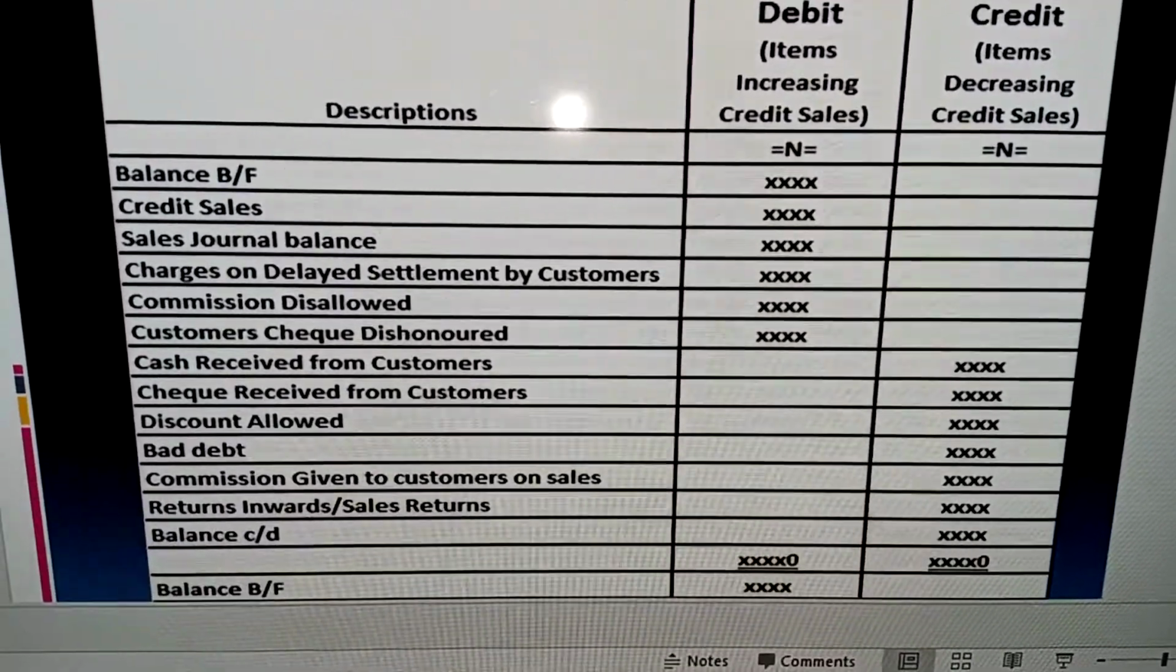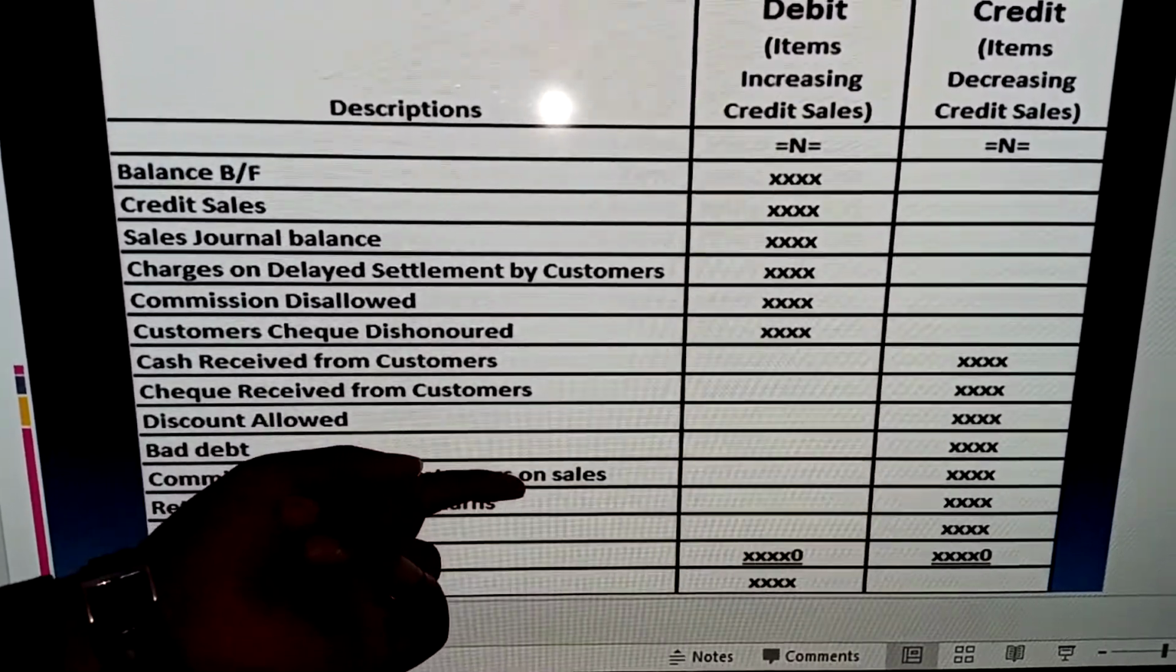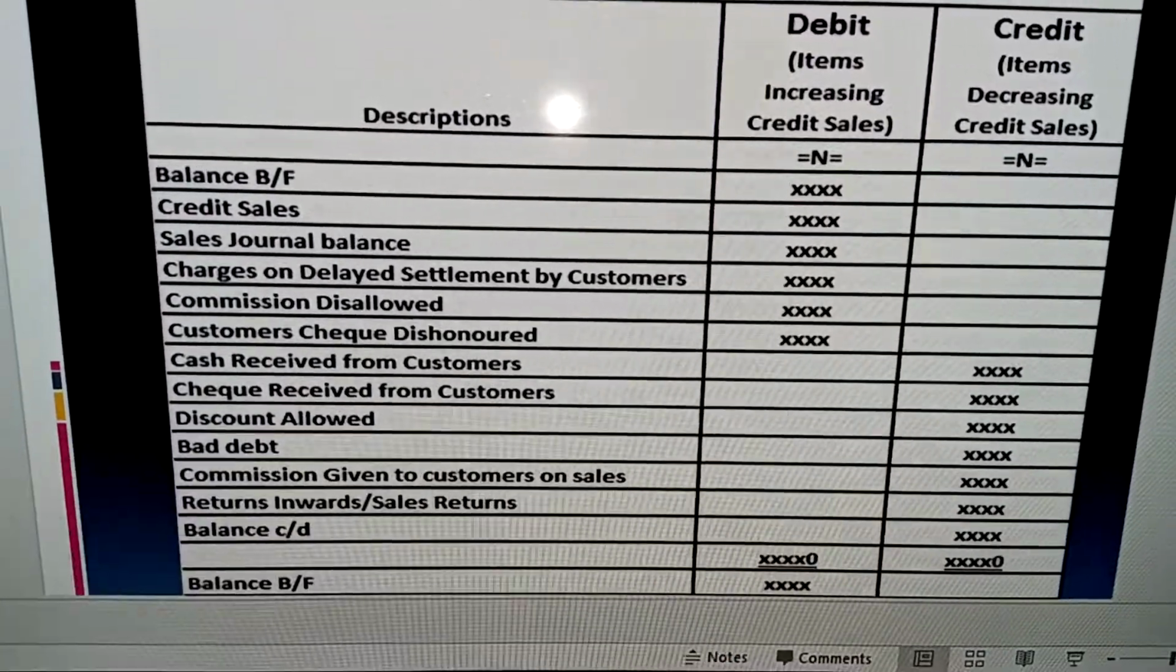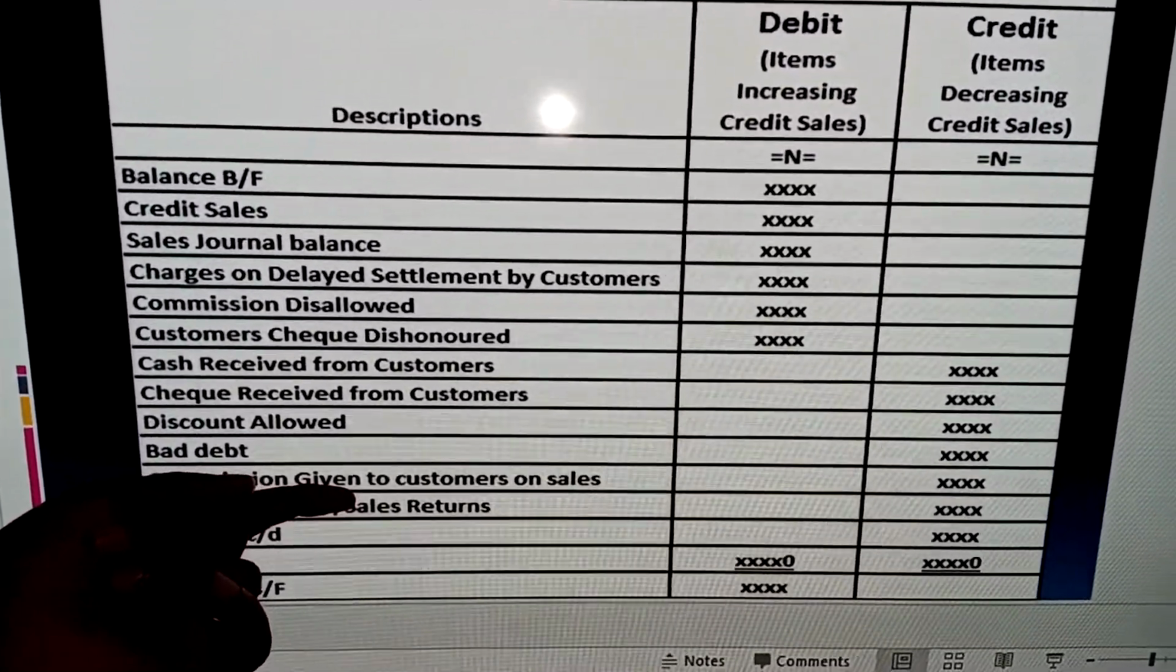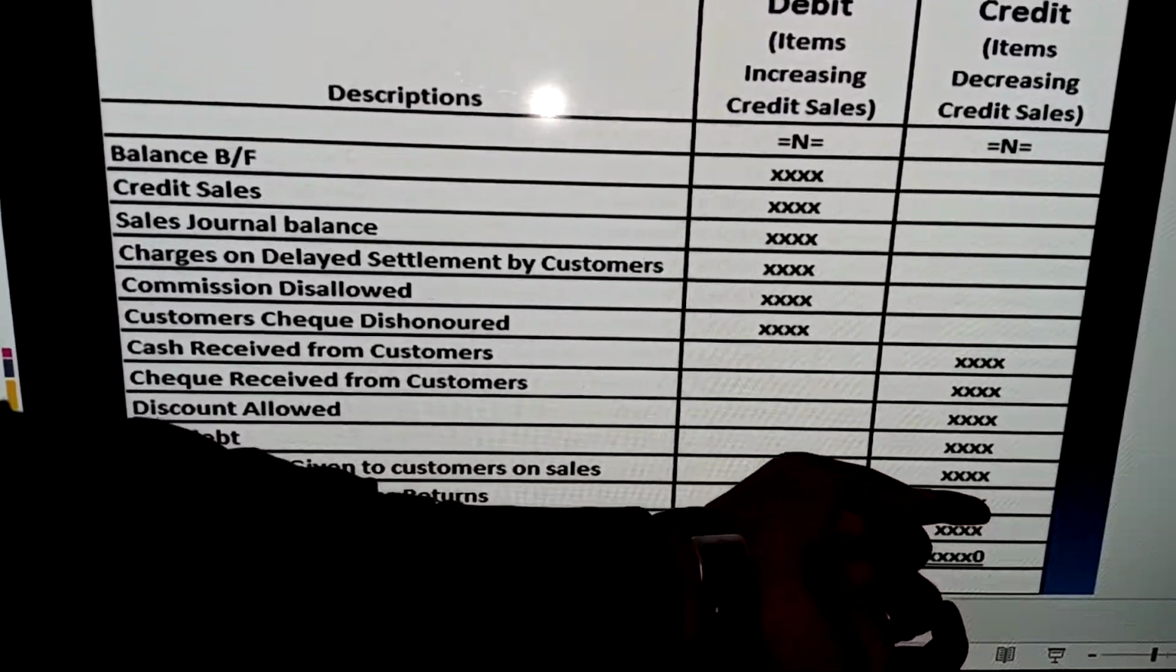Owing. Commission given to customers. When you give them commission on sales, it will reduce what they owe. Returns inward. When you sell to a customer and the customer returns part of it, it will reduce what the customer is owing you. That's what you have here.